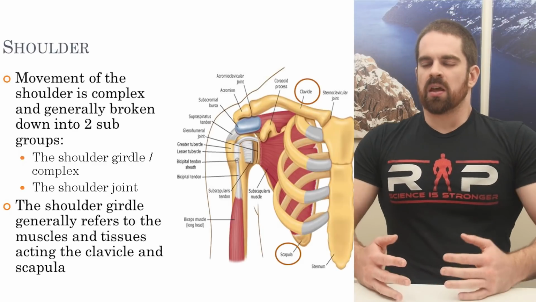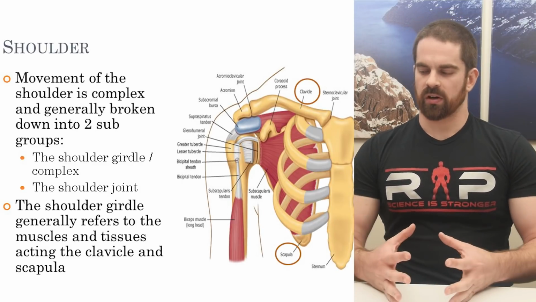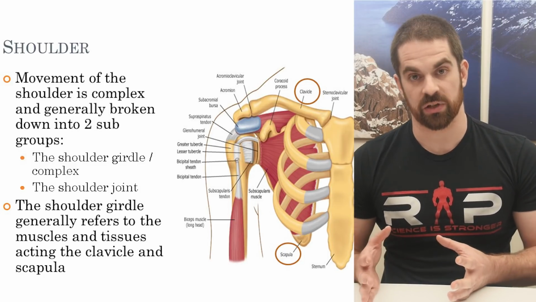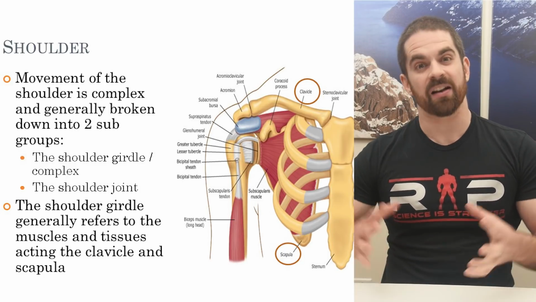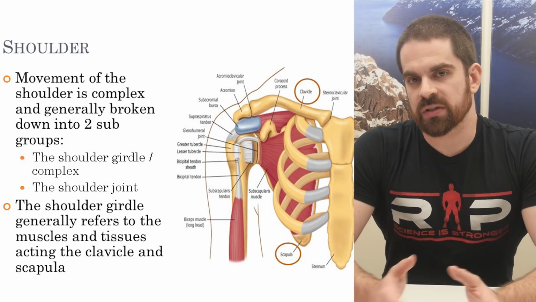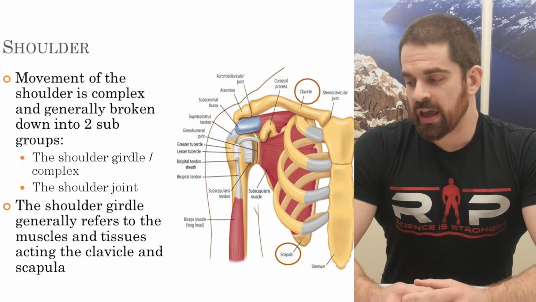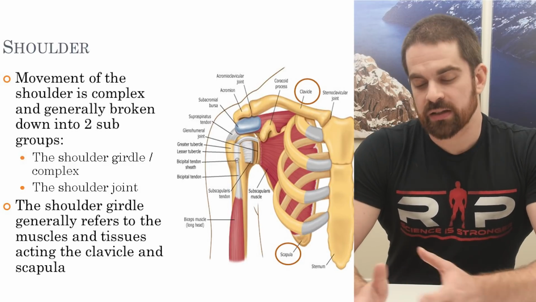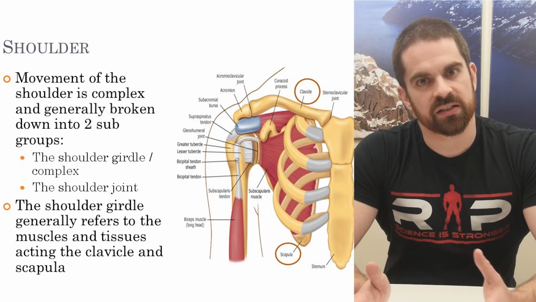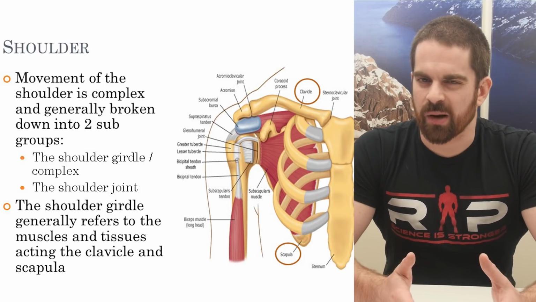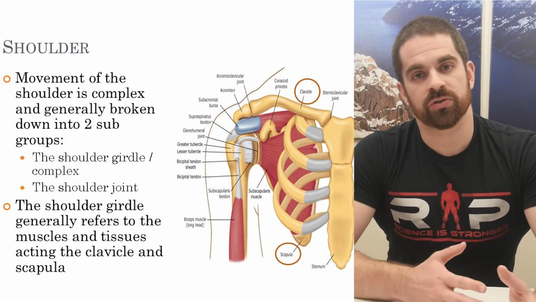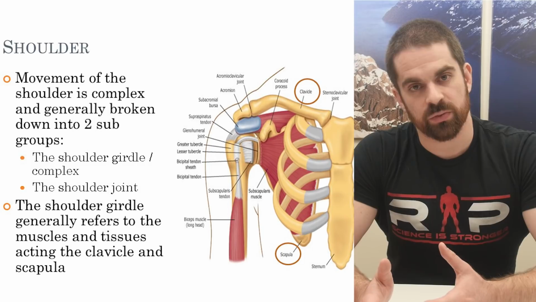So when we're talking about movement of the shoulder, we're generally breaking down two major subgroups or subregions within the shoulder, because there's a lot of different moving parts. There's two big ones: the shoulder girdle, or sometimes called the shoulder complex, and then the actual shoulder joint itself is treated separately for the most part. We can talk about them collectively and independently, and it's kind of hard to talk about them independently because they work together, right? But we're going to break it down a little bit, and then we'll talk about how those things move in conjunction with each other.